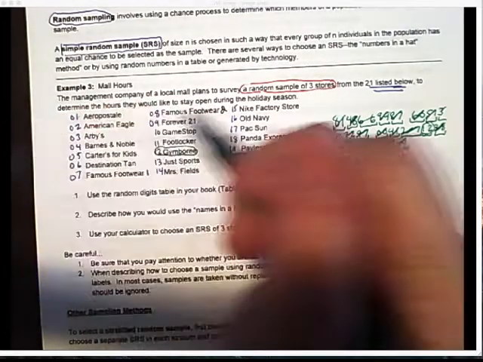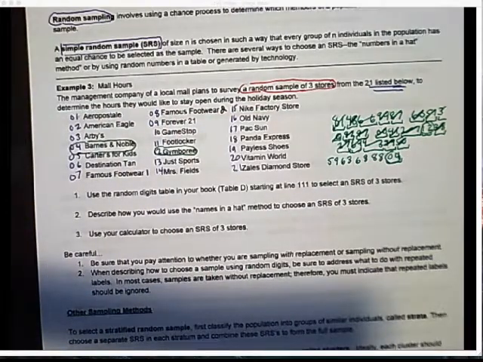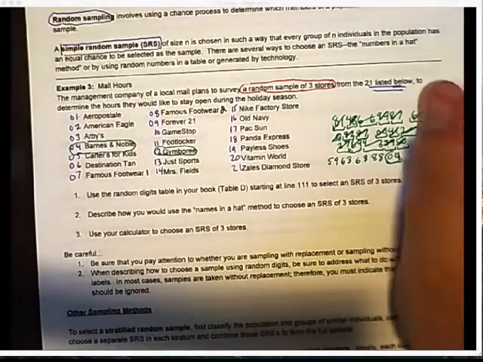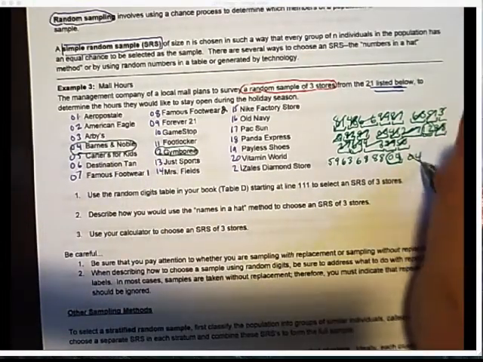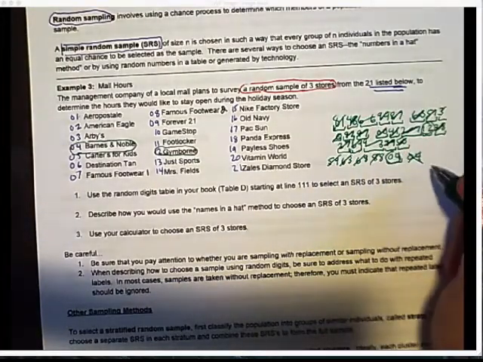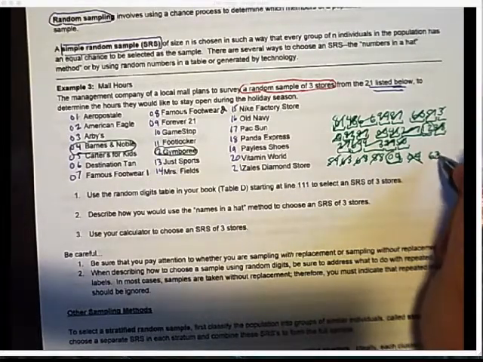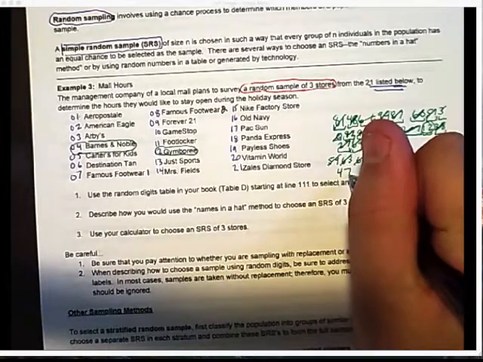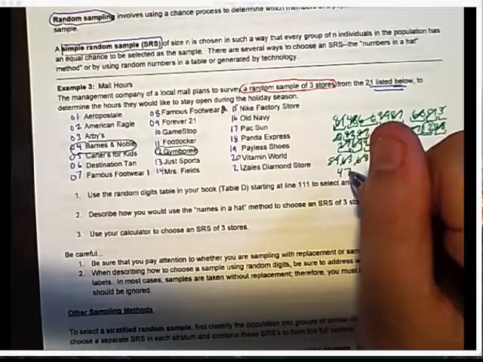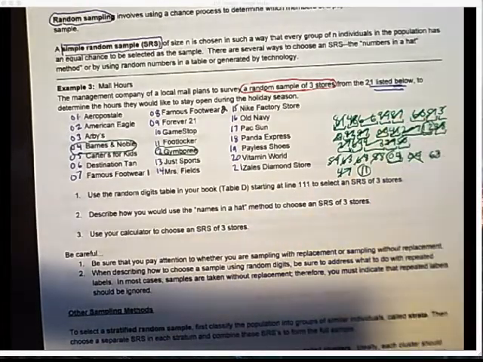04, Barnes & Noble. Okay, Barnes & Noble is 4. And then there's another 4, but we've already chosen 4, so this is a repeat. So I'm going to eliminate that one. All right, I can't use 59, 63, 68, 88. Can't use 4 again. Then I have 63, which I can't use. 47, which I can't use. And then I finally get 11, which I can use. There's 11. There's Footlocker.